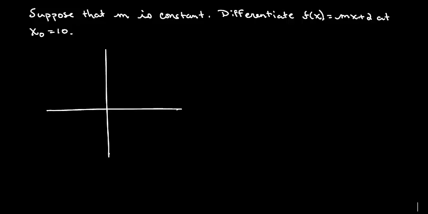F of x is equal to some slope. I don't know whether that slope's positive or negative. The only thing I do know is that this function crosses the y-axis at 2. So I'm just going to draw in some arbitrary line. I'm going to give it a positive slope. It doesn't need a positive slope. Okay, there it is. This is our f of x.